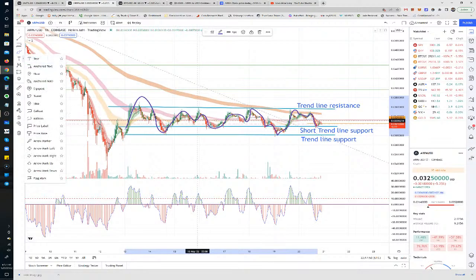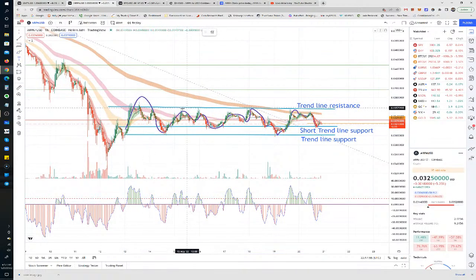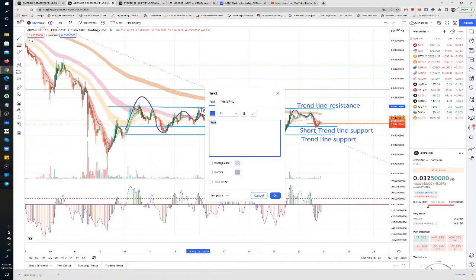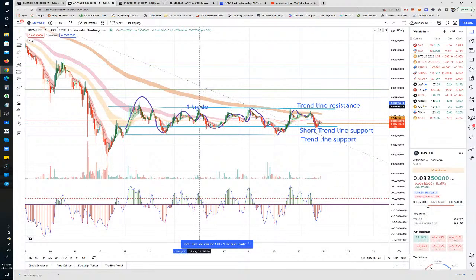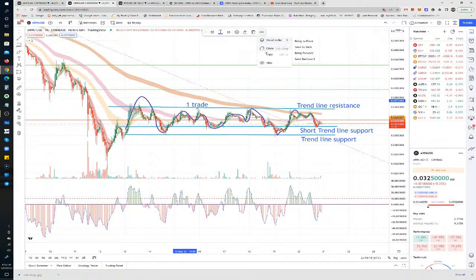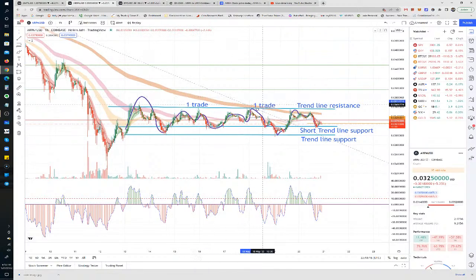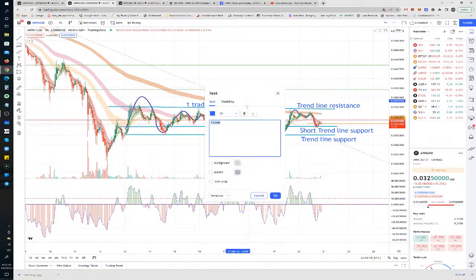Okay? All right, so I'm going to go ahead and put my text. I'm just going to put one trade. All right, there'll be your first trade here. Your second trade will be here. So I'm going to duplicate this. I'm just going to clone. This will be your second trade. I'm just going to put 2.